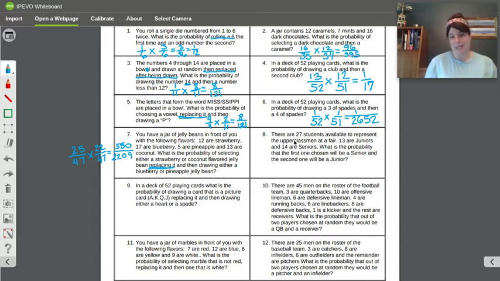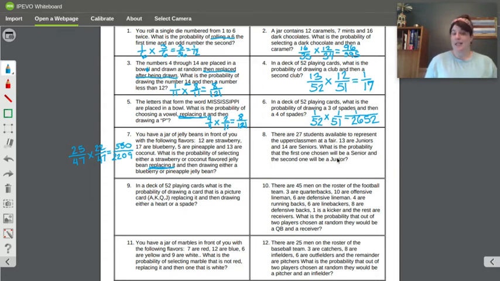All right, number 8. There are 27 students available to represent the upperclassmen at a fair. 13 are juniors and 14 are seniors. What's the probability that the first one chosen will be a senior and the second one will be a junior?